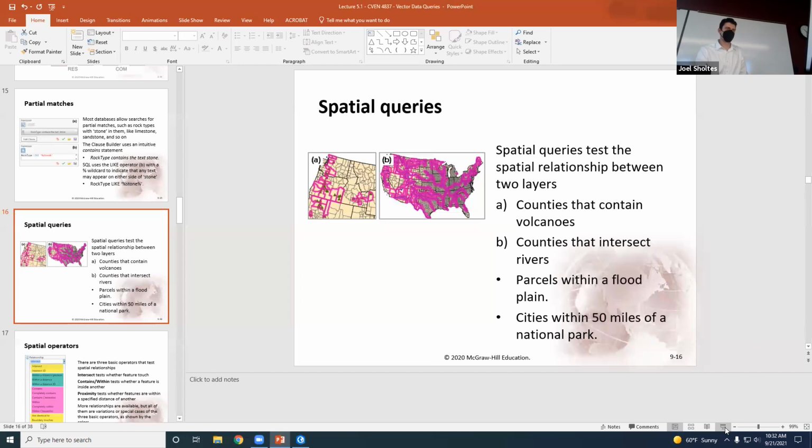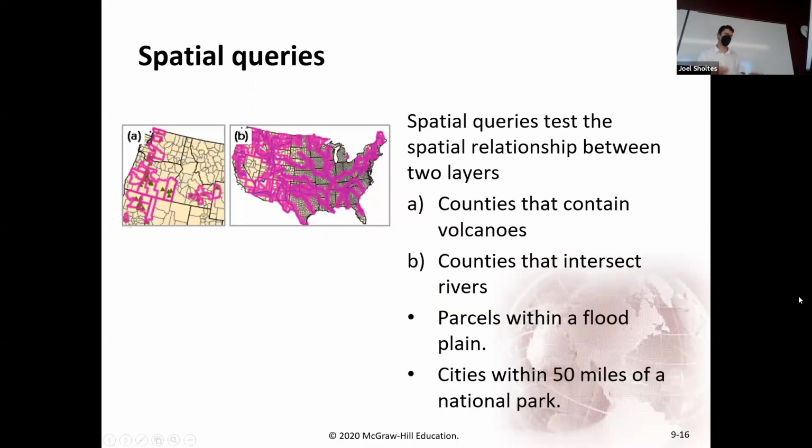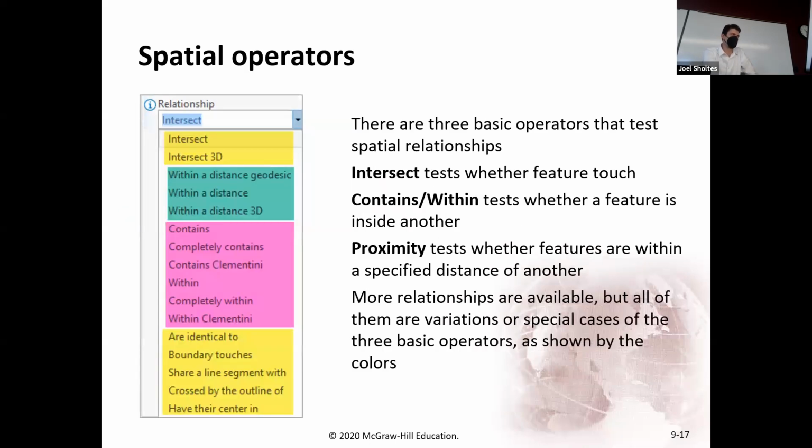Continuing on with the discussion about spatial queries, which I think is going to be the most pertinent for this lecture because we've looked at doing queries with attribute tables. We've got a lot of ways to do this. So we can do counties that contain volcanoes, counties that intersect rivers, parcels in the floodplain, cities within 50 miles of a park for that amenity type of feature.